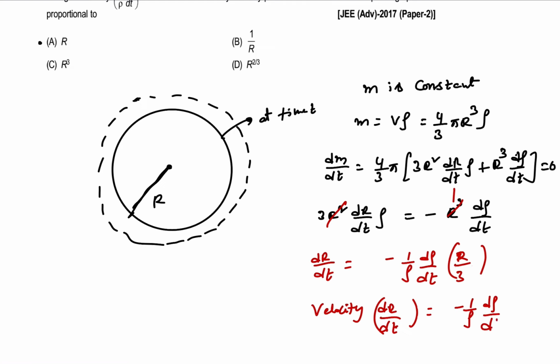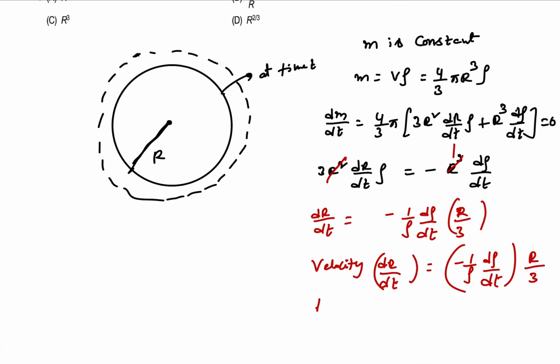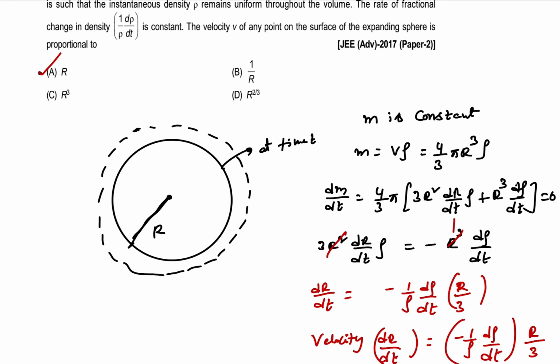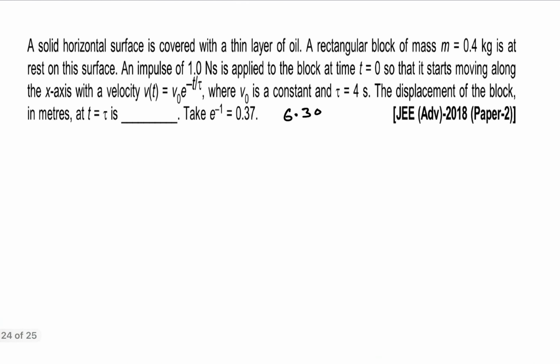Okay, that is dr by dt is equal to minus 1 by rho into d rho by dt. This is constant. Now you can see the value is r by 3. Now you can see whatever velocity is there, that is directly proportional to r. They are asking what is the proportionality, how it is depending on r. It is proportional to r.